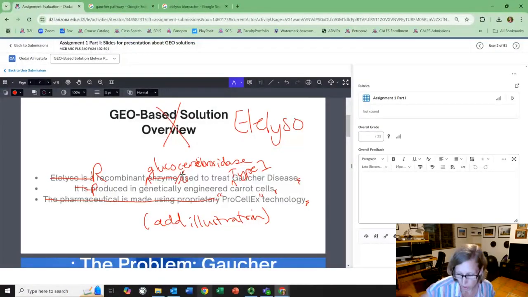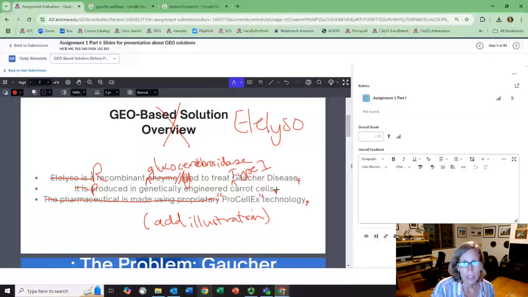So this should be its own sentence. So this here just means put it on a new line. If you have two different points you're making, put them on different lines so it's more obvious. Produced in genetically engineered carrot cells. ProCell X technology can be your third one.